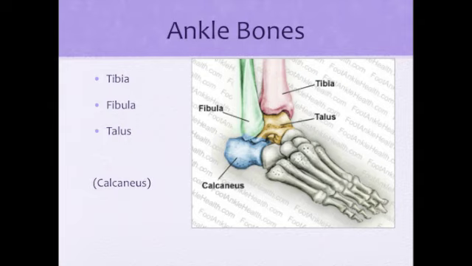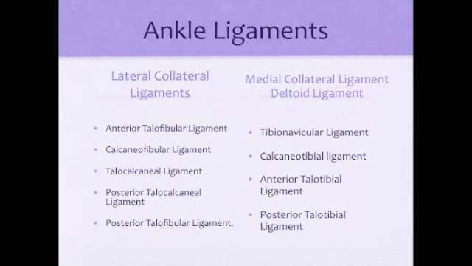The bones of the ankle include the tibia, the fibula, and the talus. The ligaments of the ankle are broken up into two sections, the lateral collateral and the medial collateral, or deltoid ligament. The lateral collateral ligament group can be broken into the anterior talofibular ligament, the calcaneofibular ligament, the talocalcaneal ligament, the posterior talocalcaneal ligament, and the posterior talofibular ligament. The medial collateral or deltoid ligament group is made up of the tibionavicular ligament, the calcaneotibial ligament, the anterior tibial ligament, and the posterior tibial ligament.